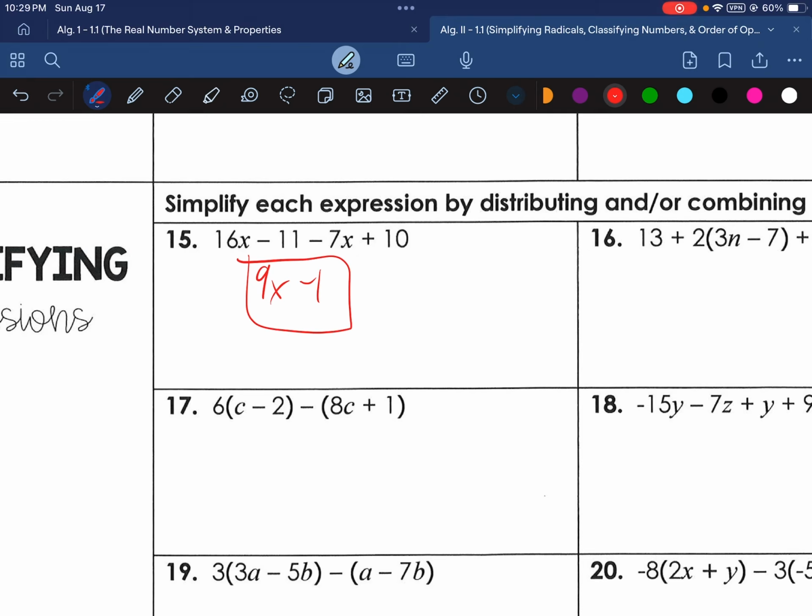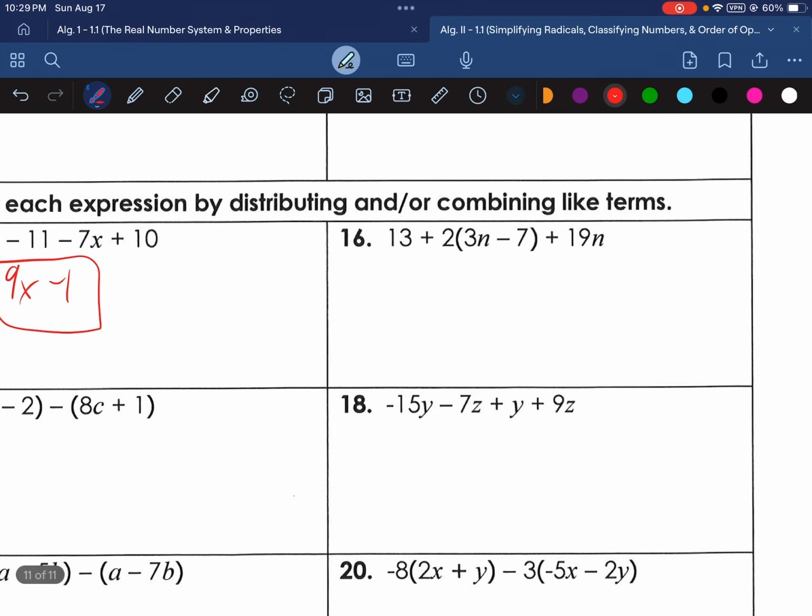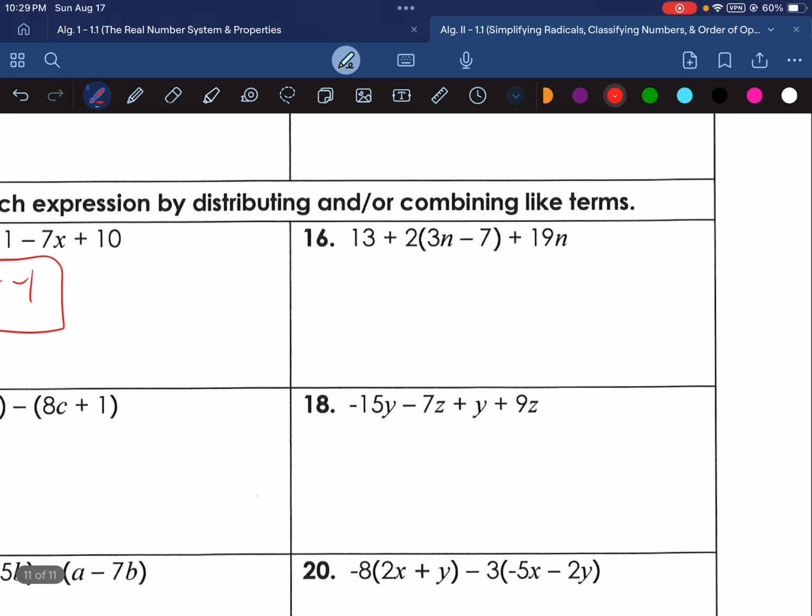Once again, I encourage you to pause the video now, work on the next set of problems, and then continue the video after you've had a chance to attempt them.